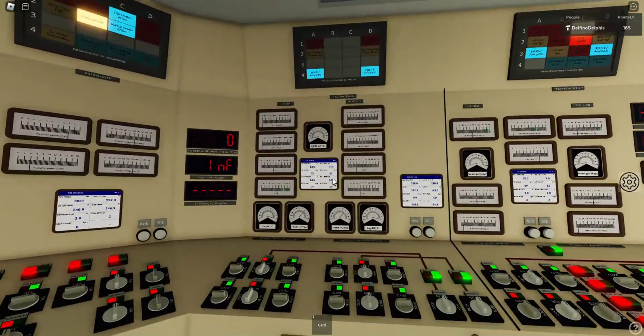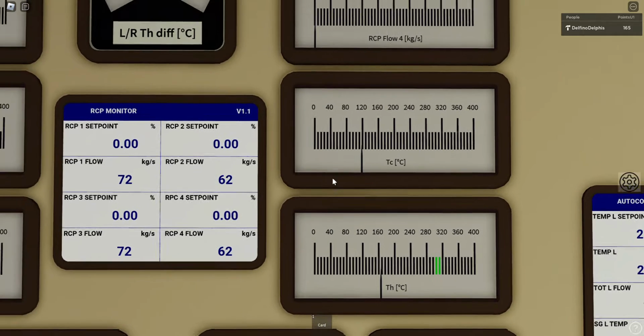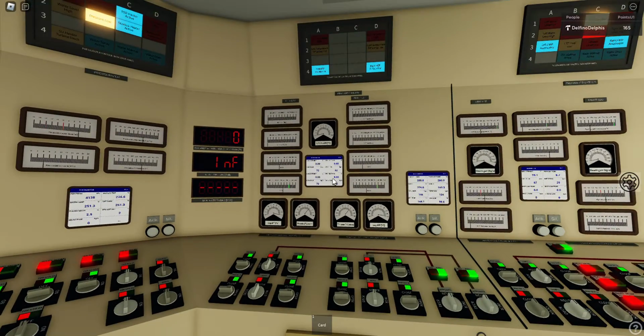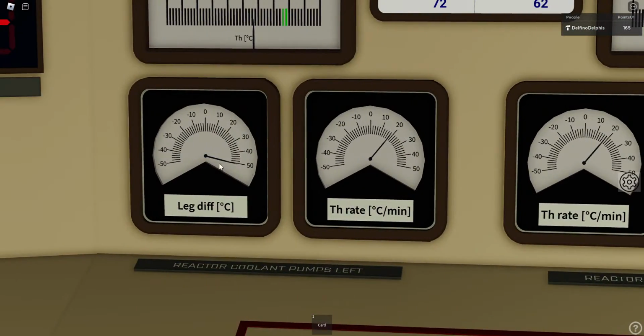So if you want to see the temperature in the primary, they are here. This is the hot leg, so this is the temperature that feeds the steam generator, and the cold leg, this is what comes out. So you can also see the difference. Now it's pretty high, above the scale actually, between hot and cold, but later on this will be around 10 to 20 degrees.